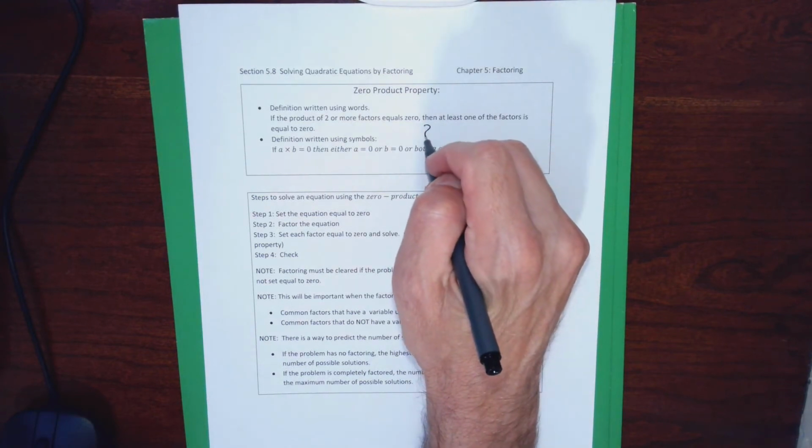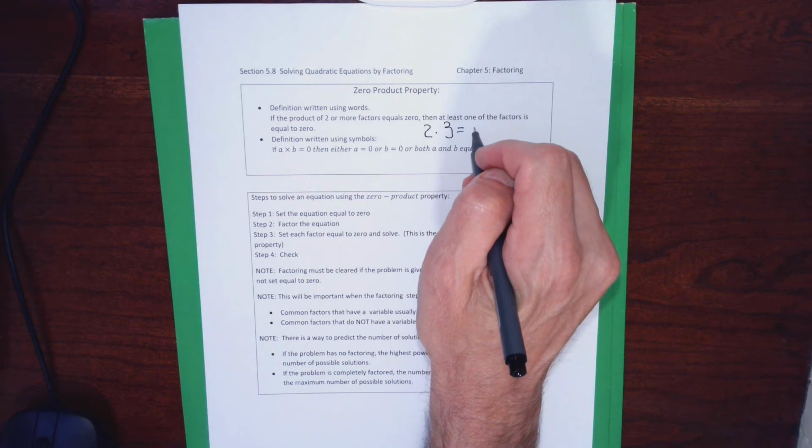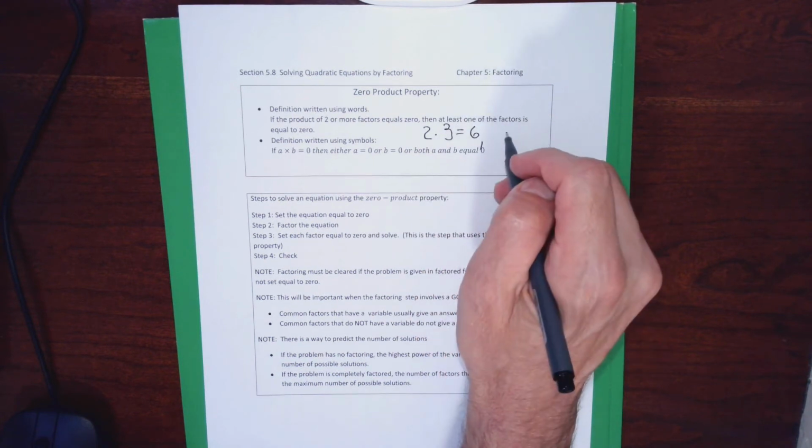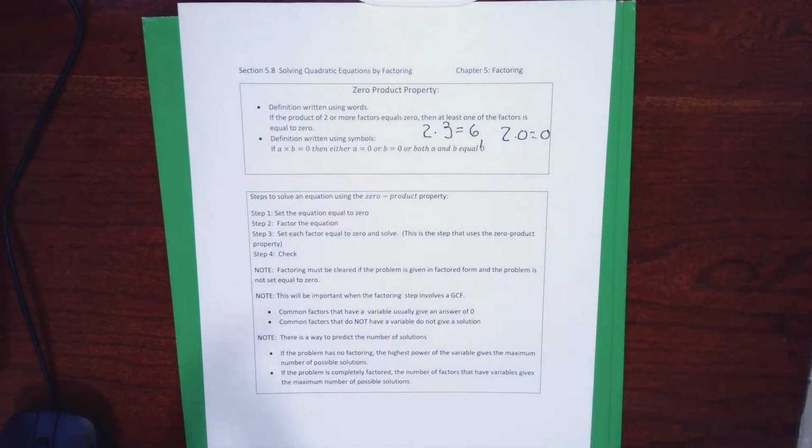So if I multiplied 2 times 3, clearly that's not going to be 0. But if I multiply 2 times 0, that has to be 0. The only way you can get 0 in a string of multiplications is if at least one of the numbers is 0. That's what the zero factor property says. And we can use the zero factor property to solve equations.